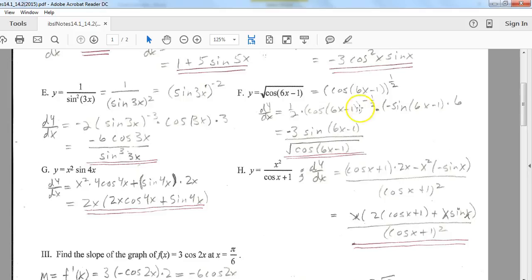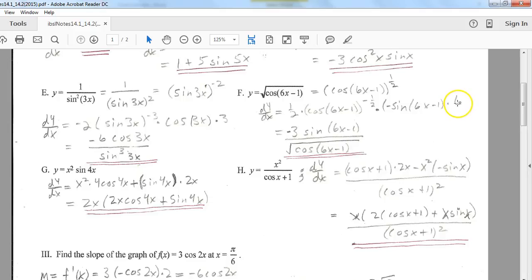Notice on that first step, when you're just doing the powers, you leave the interior function alone. But now we take the extra step of multiplying by the derivative of your interior function. So the derivative of cosine of anything is negative sine of that value. Now again, you have another interior function. And so the derivative of 6x minus 1 is 6. So I have to make sure that I throw this in.